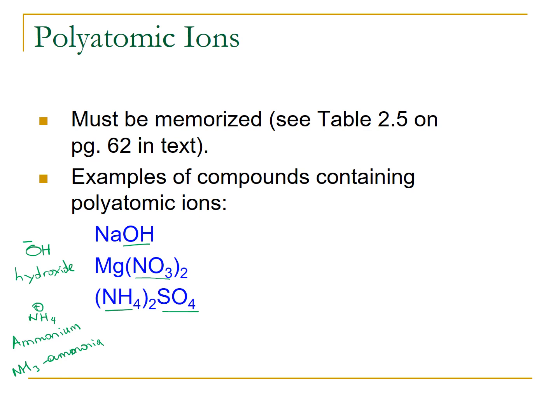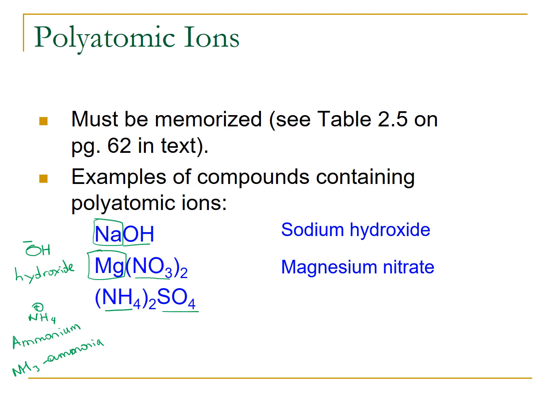So how do you name them? Sodium is a type 1, it's always +1, so it just stays as it is. It's sodium hydroxide. Group 2 stays the same, it's +2, so this is magnesium nitrate. NH4, that's going to be ammonium sulfate. All right, so these will be the names for these ones.